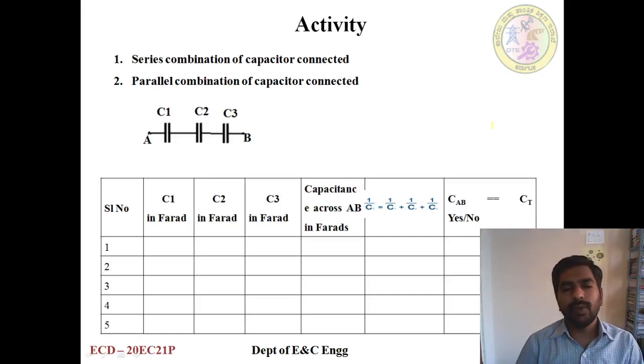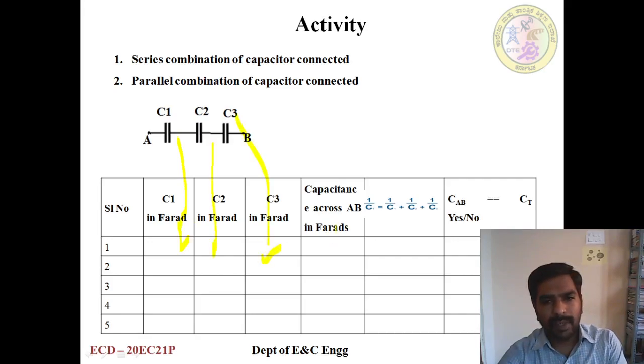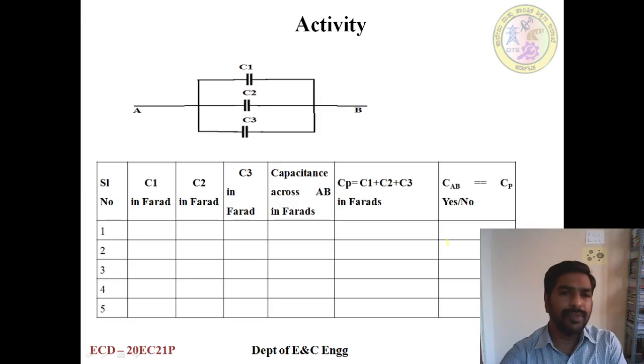And at last you have to do an activity. You have to take 3 capacitors and connect them in series combination like C1, C2, C3. Place the C1 value here, the C2 value here, and the C3 value here. And you need to use the LCR meter in capacitor measurement and measure the capacitance across AB and note it here. And with the help of this formula, you need to calculate it here, and you need to compare whether both are the same or not, and you have to get a conclusion. And the same thing, if these 3 capacitors are connected in parallel, how it will behave, that you have to do in this experiment, and you have to get a conclusion.